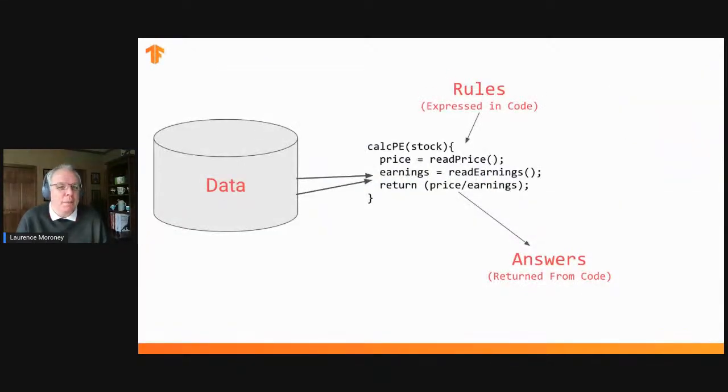So first of all, I like to talk about just thinking about what programming actually is when you write code on a computer. And I like to think about it in terms of three different types of artifacts. There's rules, there's data, and there's answers.